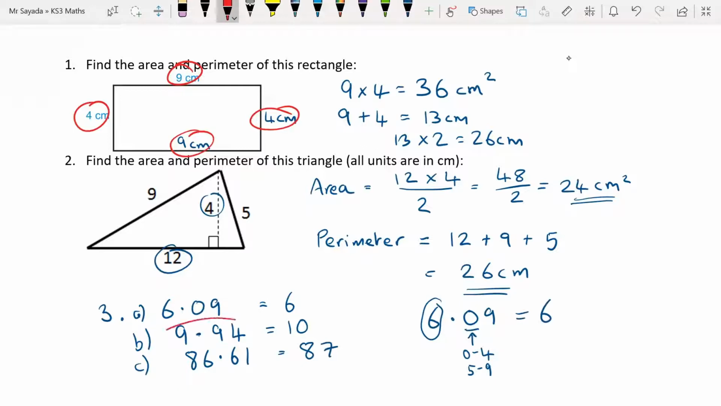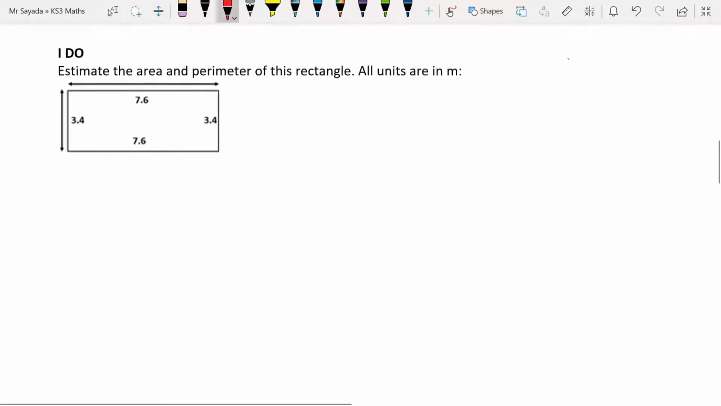But let's have a look at this example, 9.94. So doing the same thing, we're trying to round it to the nearest integer, so we circle the integer and underline the next digit. Is the next digit between 0 and 4, or is it between 5 and 9? Well, it's between 5 and 9, which means this number rounds up to become 10. So therefore, the answer is 10. So I'm going to do this example. Pause the video to read this question. Press play once you've read it.